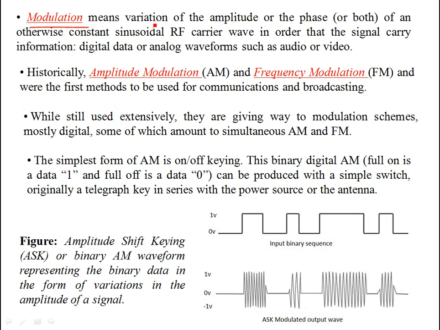You see, modulation is the variation of the amplitude or the phase or both of an otherwise constant RF carrier wave in order that the signal carries the information. And it could be digital data or it could be a continuous analog waveform that is modulating an RF carrier. And the information could be represented by an audio signal, it could be a video signal.